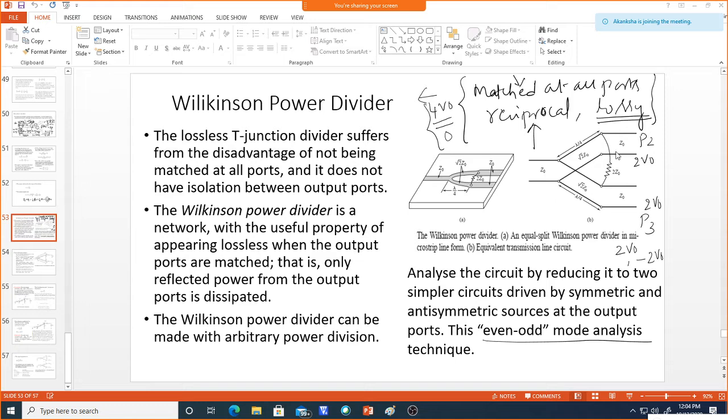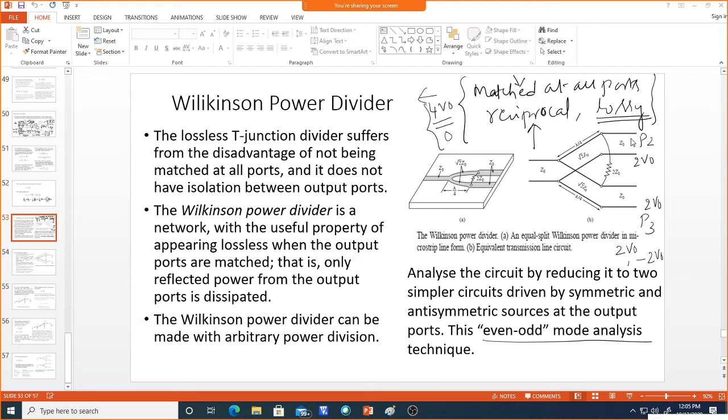In the last class, as I said, if you put the voltage at port 2 and port 3 as equal voltages, that is equal phase and equal magnitude, then the resultant voltage at the input will be 4 volts, and if you give opposite phases, then it will be considered odd mode. If the magnitude and phase are the same, it is even mode, and if it is opposite phase with equal magnitude, then it is odd mode. These conditions should be satisfied in the Wilkinson power divider.